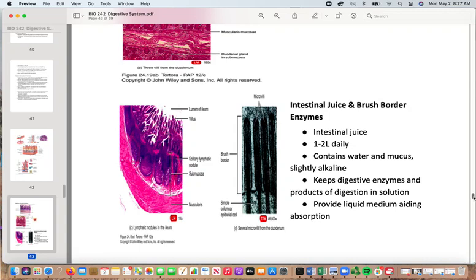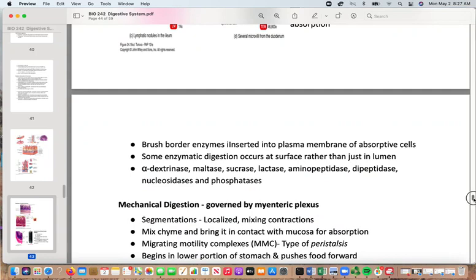So these intestinal juices and brush border enzymes, you're going to have 1 to 2 liters of these produced daily. They'll have water, mucus. They're slightly alkaline, and they're going to provide a liquid medium to help with the absorption.